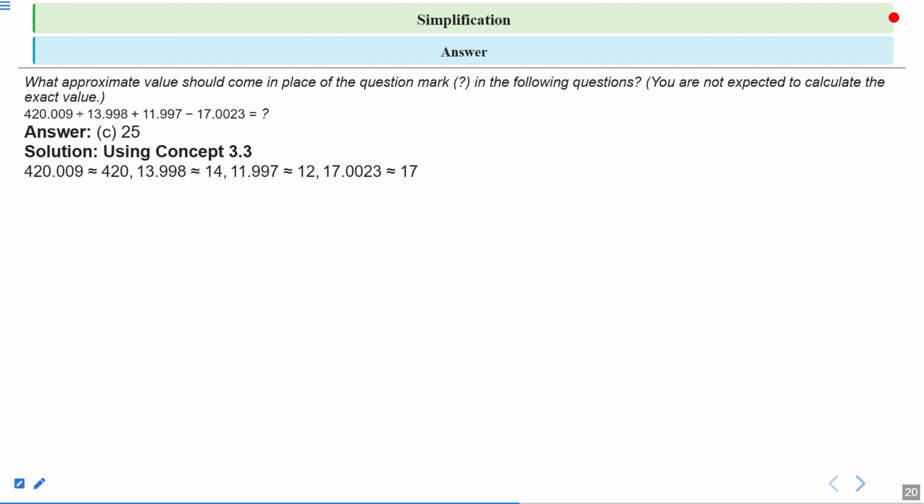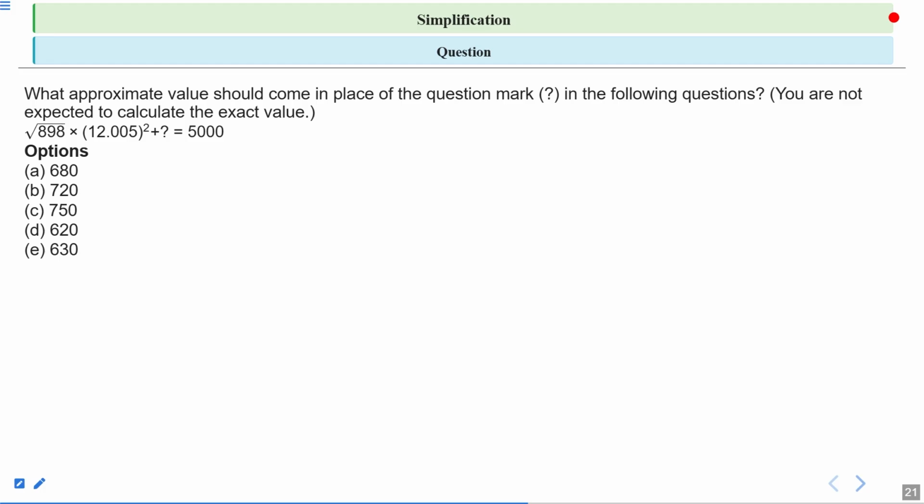The question is 420.009, so we can take it as 420. In the same way 13.998, we can take it as 14. Same way 11.997, we can take it as 12. And 17.0023, we can take it as 17. So now the equation will become 420 upon 14 plus 12 minus 17. When we simplify it, we get 25. So that's why C is the correct answer. Next one.